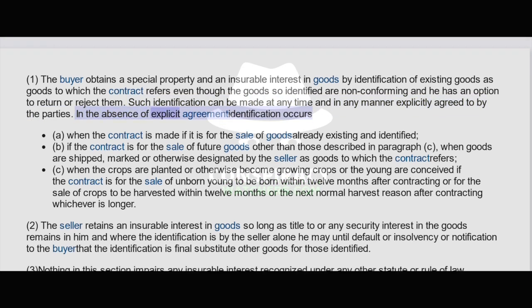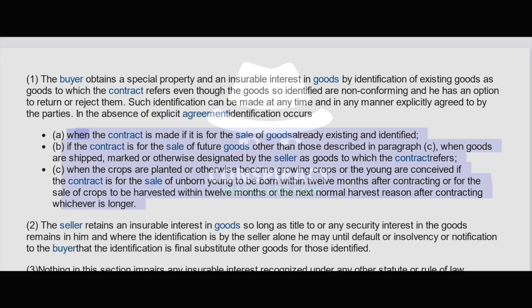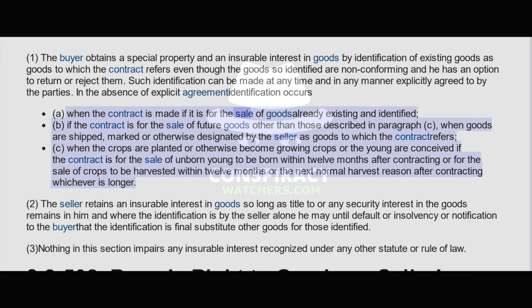In the absence of explicit agreement, identification occurs when the contract is made if it is for the sale of goods already existing and identified. If the contract is for the sale of future goods other than those described in the preceding paragraph, identification occurs when goods are shipped, marked or otherwise designated by the seller as goods to which the contract refers; when the crops are planted or otherwise become growing crops, or the young are conceived, if the contract is for the sale of unborn young to be born within 12 months after contracting, or for the sale of crops to be harvested within 12 months or the next normal harvest season after contracting, whichever is longer.